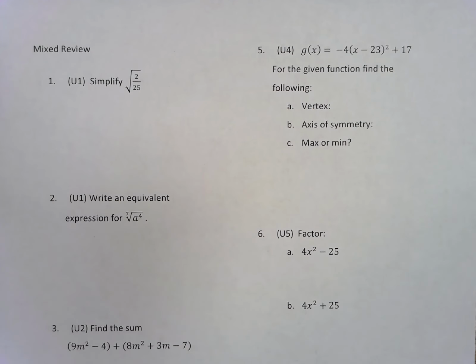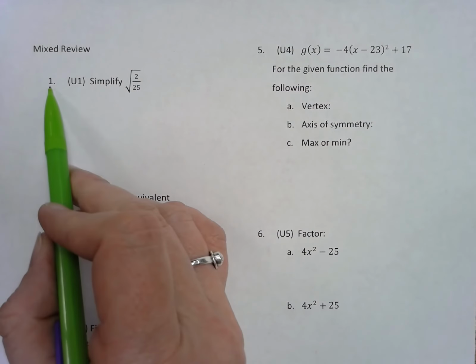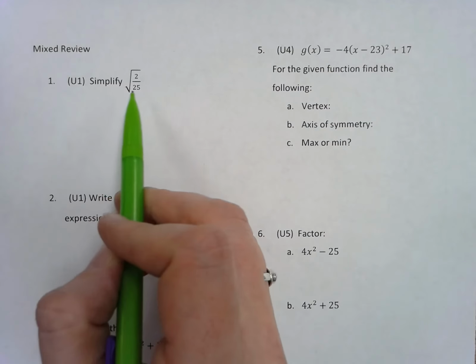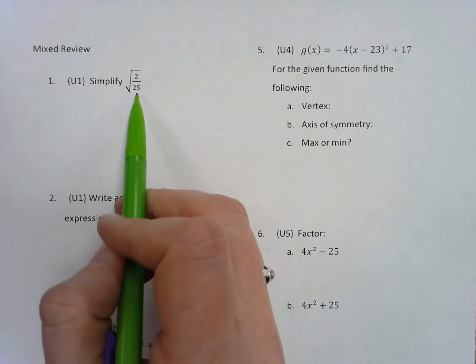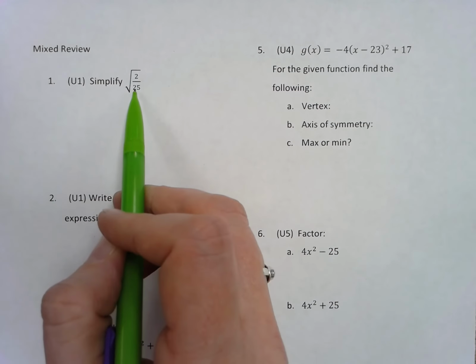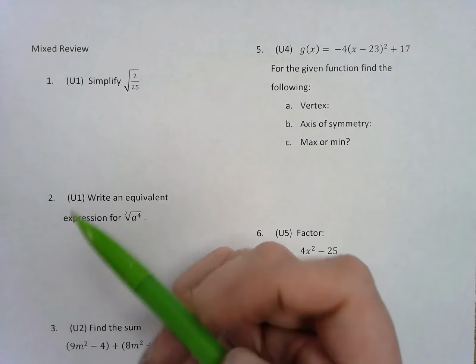This video will include the mixed review questions to help you study for Test 3. Question 1 comes from Unit 1. We're going to simplify this radical that has a fraction. In order to do so, we had to rationalize the denominator.